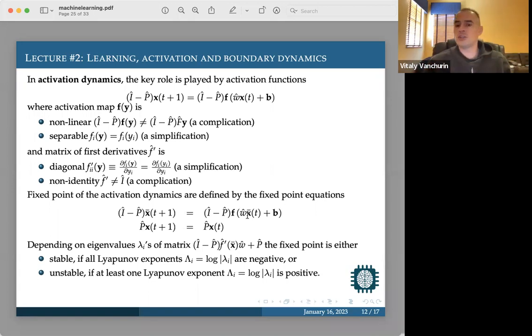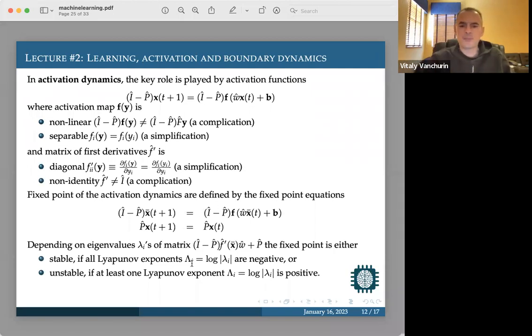You start in the vicinity of the fixed point, and the system goes there. If one of them is positive, then yes, all of the directions may squeeze, but there'll be one where it will grow. And so the chaos will appear, and basically starting from some initial point which is close to the fixed point, you will end up in a point which is very, very far.